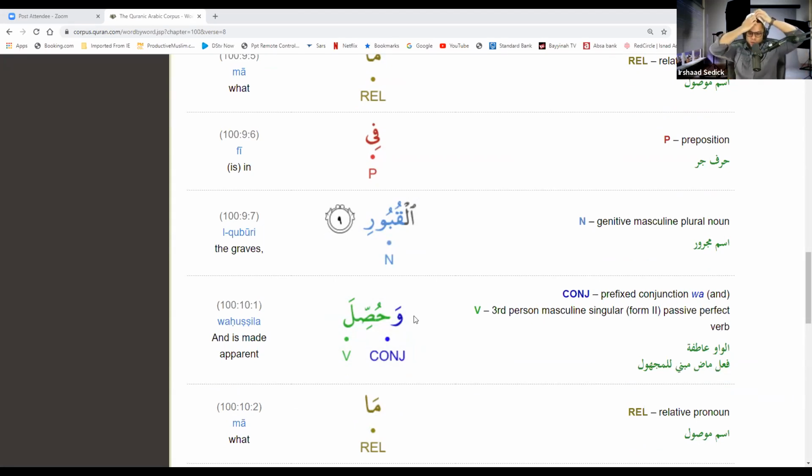Okay, so it's a normal fi'al. Hussila. It's on the second bab. Hassala. And this would be hussila. And when you have a majhul verb, we're looking for what?